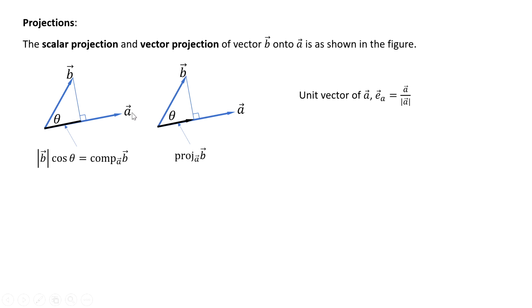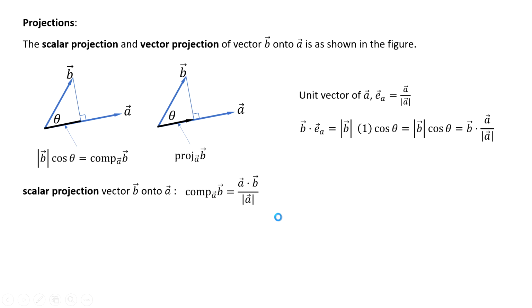Right? A itself may not have a magnitude of 1, but if we divide the vector A by its magnitude, we get a vector which is in the same direction as A, but with a magnitude of 1, which is what I'm calling the unit vector along A and representing as E sub A. So B dotted with E sub A is the magnitude of B, times 1, times the cosine of the angle between them, and that's exactly what the scalar projection is.